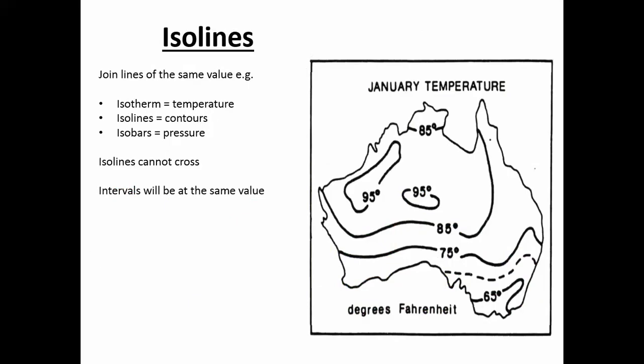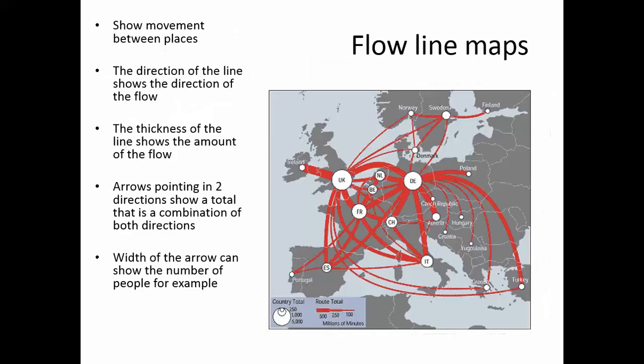Isolines join up areas of continuous data. They can't cross, and you can see the patterns relating to that. This one's relating to temperatures. These are flow lines. This is a very complicated flow line map. You can see the problem with this because you just end up very, very confused. The only things you can tell easily are the fact that Germany, France and the UK have a lot of flights going into and out of them. From that point on, working out actual figures becomes very, very difficult.